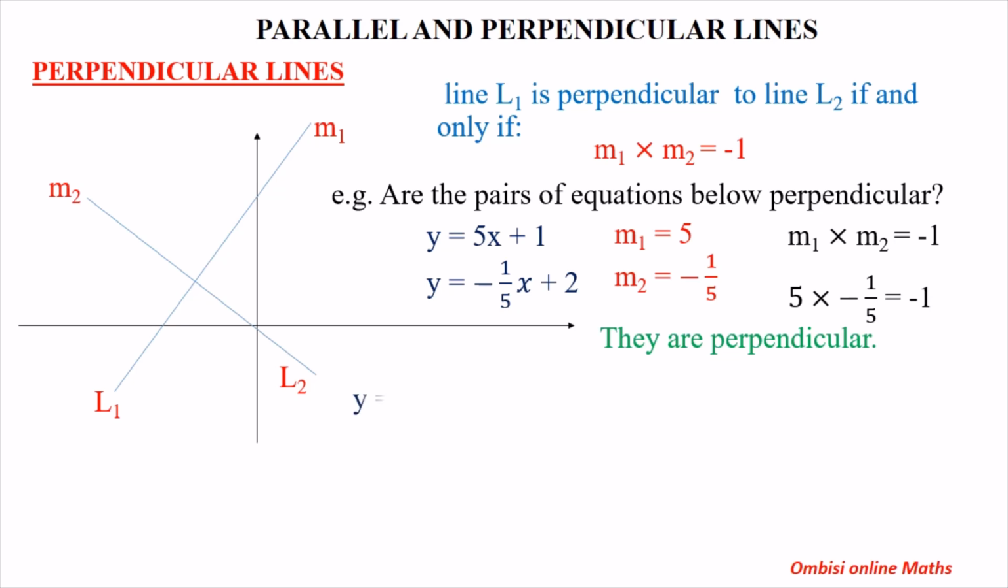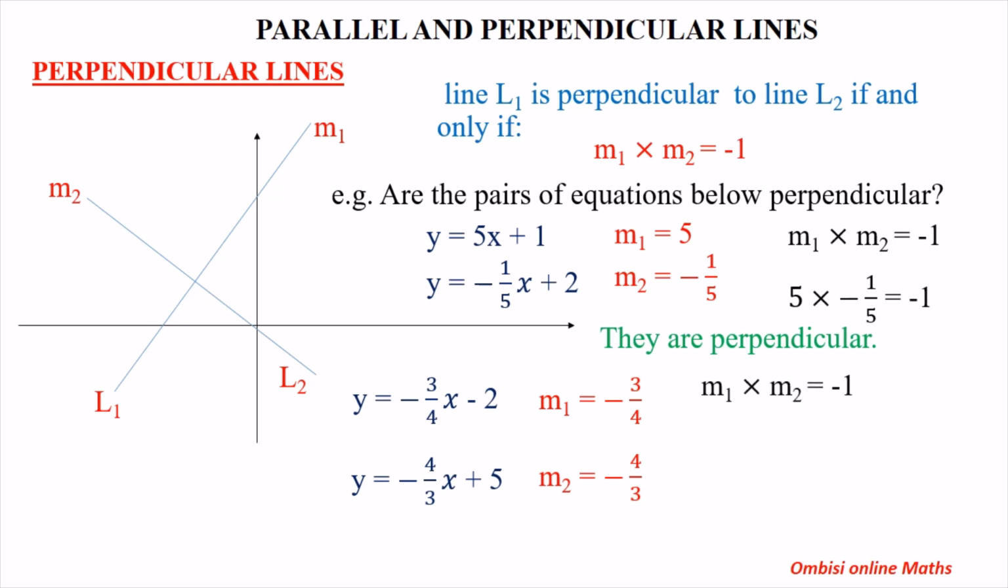We have another pair of equations. The first is y equals negative 3 over 4 x minus 2. The second is y equals negative 4 over 3 x plus 5. In the first equation, the gradient is negative 3 over 4. In the second, the gradient is negative 4 over 3. Multiplying m1 times m2 is supposed to give us negative 1, but when you do this, you find that m1 times m2 is not equal to negative 1. That's why the equal sign is cancelled.